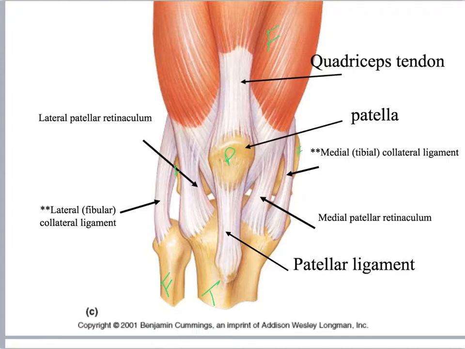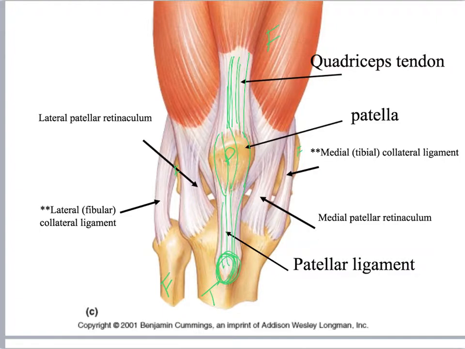What we're really focusing on is the movement of the ligaments and tendons. So we've got the quadriceps muscle up here, and you can see the quadriceps tendon, and it's wrapping the fibers around the patella, and then it's coming down as the patellar tendon and inserting on the tibial tuberosity, okay?